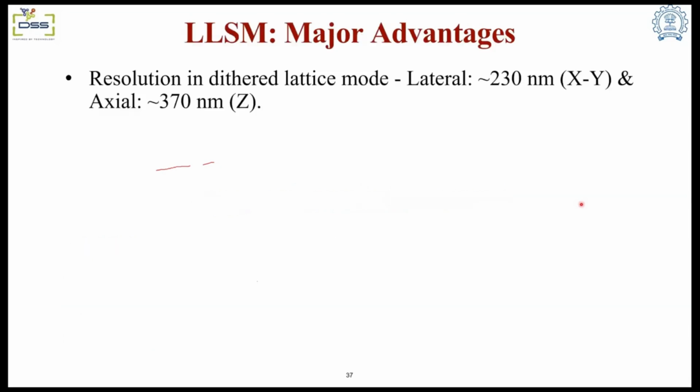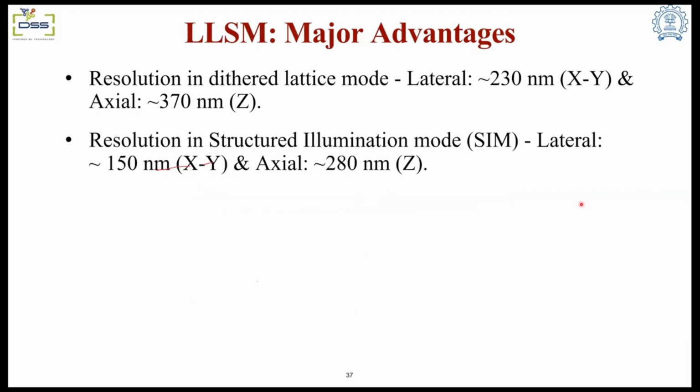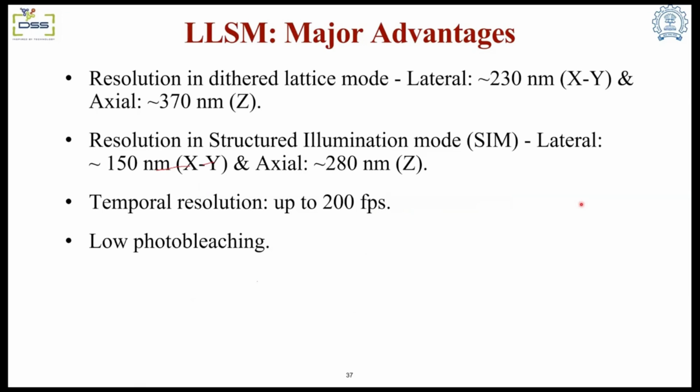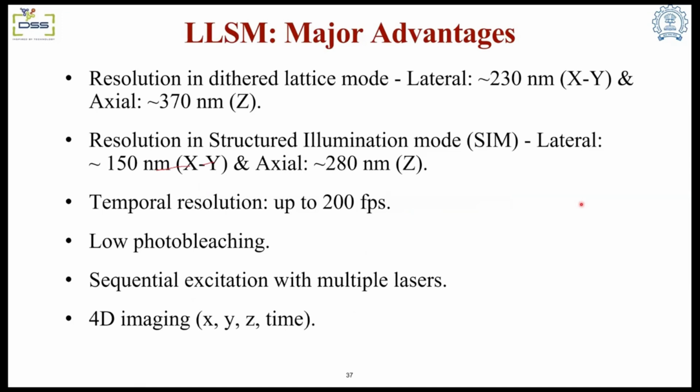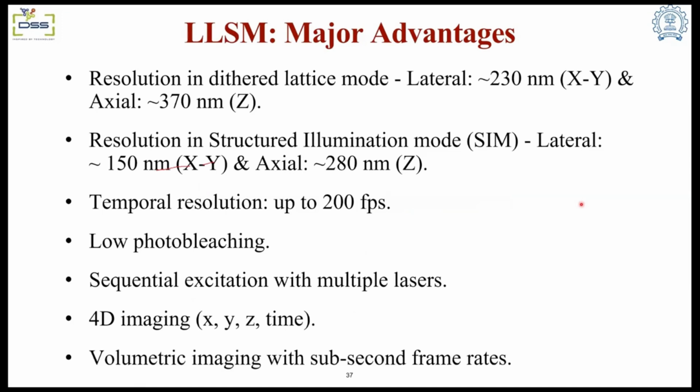What are the major advantages of lattice light sheet microscopy? The resolution in the lateral direction is 230 nanometer, and axial is 370 nanometer. If you go to SIM, it will be 150 and 280 nanometer. The temporal resolution is around 200 frames per second. Of course, it has low photobleaching, sequential excitation with multiple lasers, 4D imaging, and volumetric imaging with sub-second frame rates.